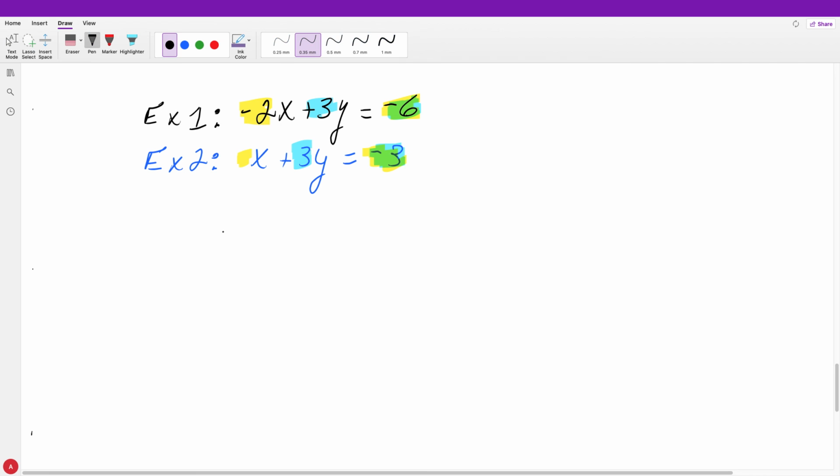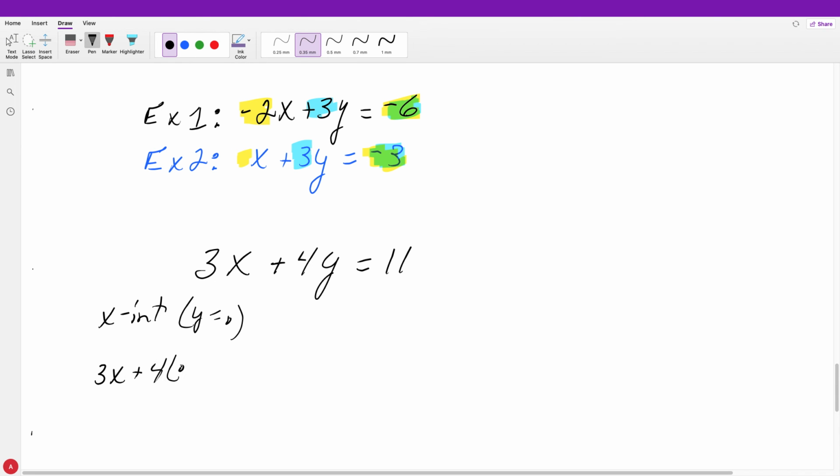But what if I give you a problem that was 3x plus 4y is equal to 11. So if you were to try and do your x-intercept and y-intercept for this, you'll notice that here, when y is equal to 0, we would get 3x plus 4 times 0 is equal to 11. And we get 3x is equal to 11. We're not going to get an easy number to graph. It's going to be 11 over 3, which then means we're going to have to approximate our point.